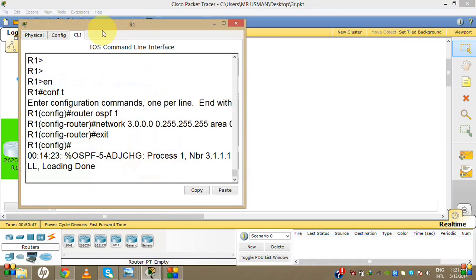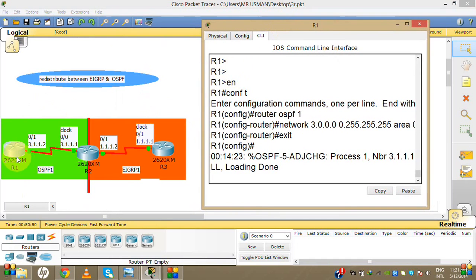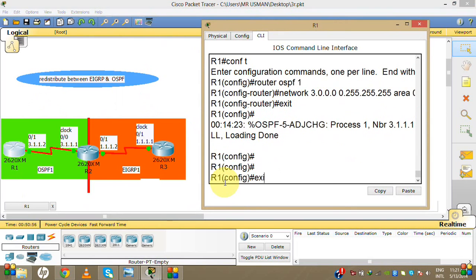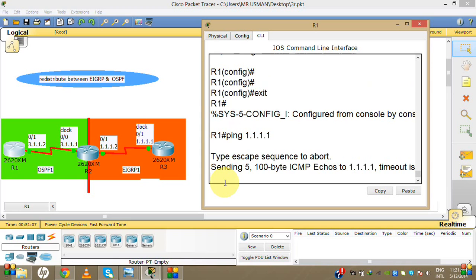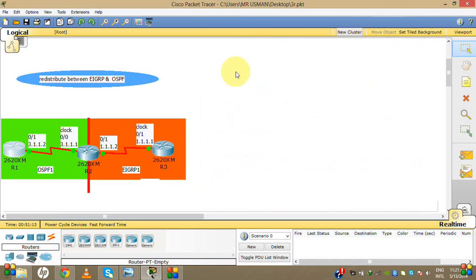Now I'm going to check the route with a ping. I'll ping from this interface to this interface to see whether it pings or not. So for this purpose, ping 1.0.1.1, and it's not pinging. It's not pinging because multiple protocols are running on this router, which is between these two routers. That's why the information can't move between them, because two different protocols are configured on the different interfaces.